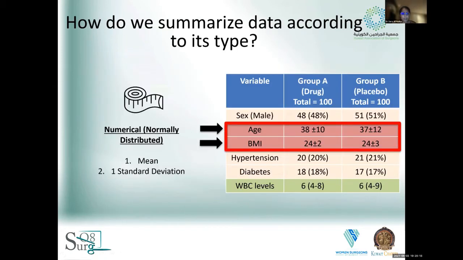Okay. Next, how do we express this in our table? So like I said, again, we have age and BMI. You basically would put the mean for the groups. So here it's 38. And then 10 is like 1 standard deviation. So you put plus or minus and then the standard deviation. And then you would do the same for the second group. 37 plus or minus 2, 24 plus or minus 2, 24 plus or minus 3. Okay, so test of normality, it's normally distributed. This is how I'm gonna summarize it.